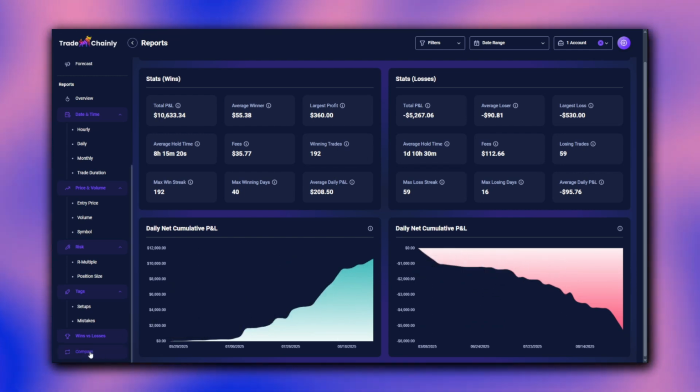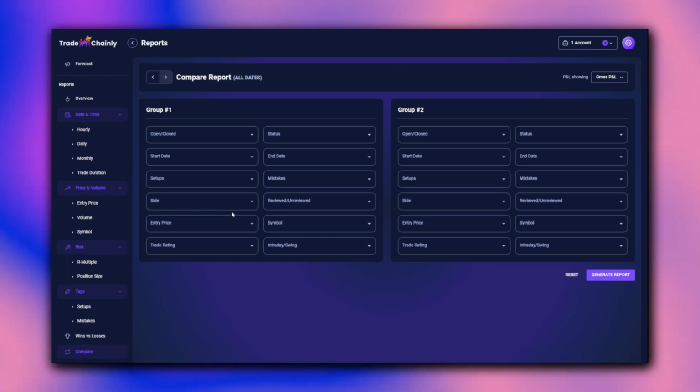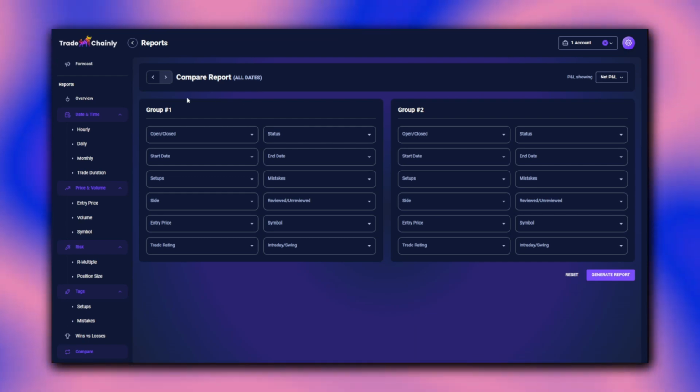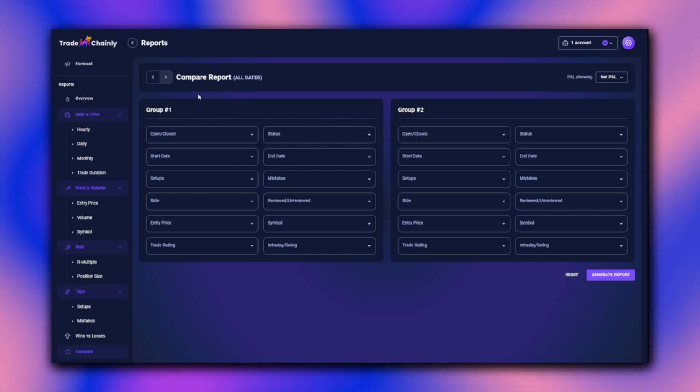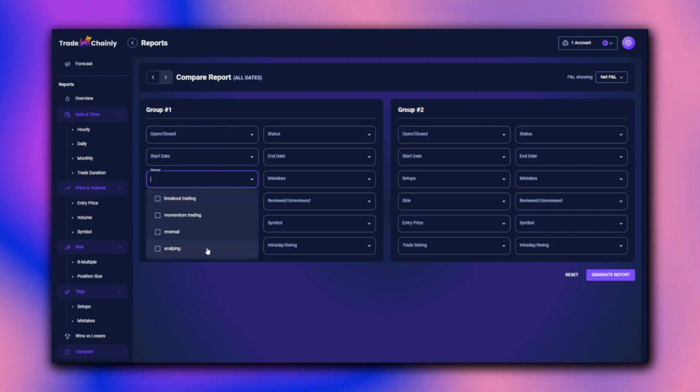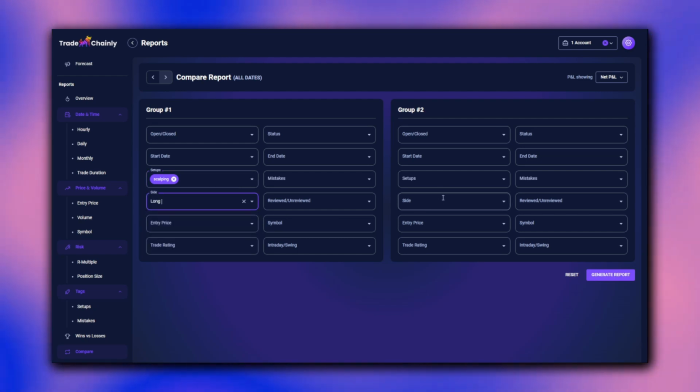And finally, let's take comparison one step further. Head-to-head testing of any two groups of trades. This is my favorite for hypothesis testing. You can create 2 groups using 12 filters. Let's compare scalping long trades versus breakout long trade.